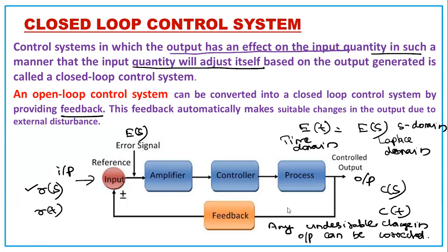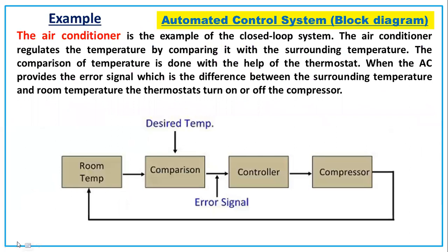That's it. So one very good example, this is actually an automated control system. Your syllabus specifies the automated control system block diagram, so this can be drawn. This is an air conditioner. This is an example of a closed loop system. The air conditioner regulates the temperature by comparing it with the surrounding temperature. So regulation is happening. The comparison of temperature is done with the help of a thermostat.